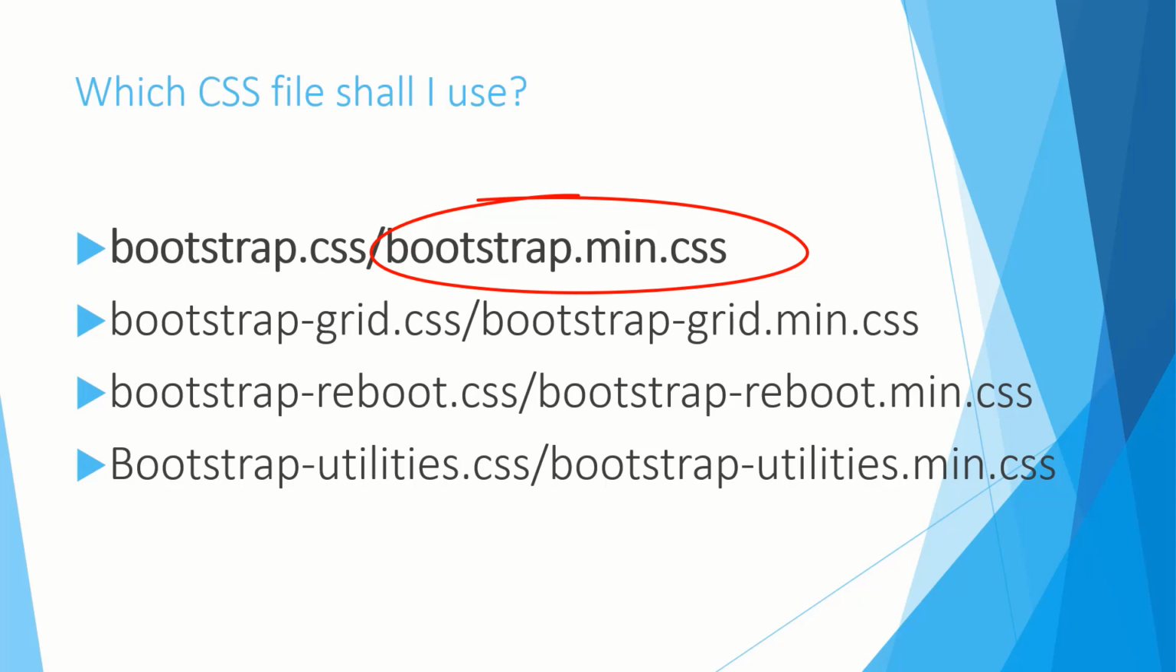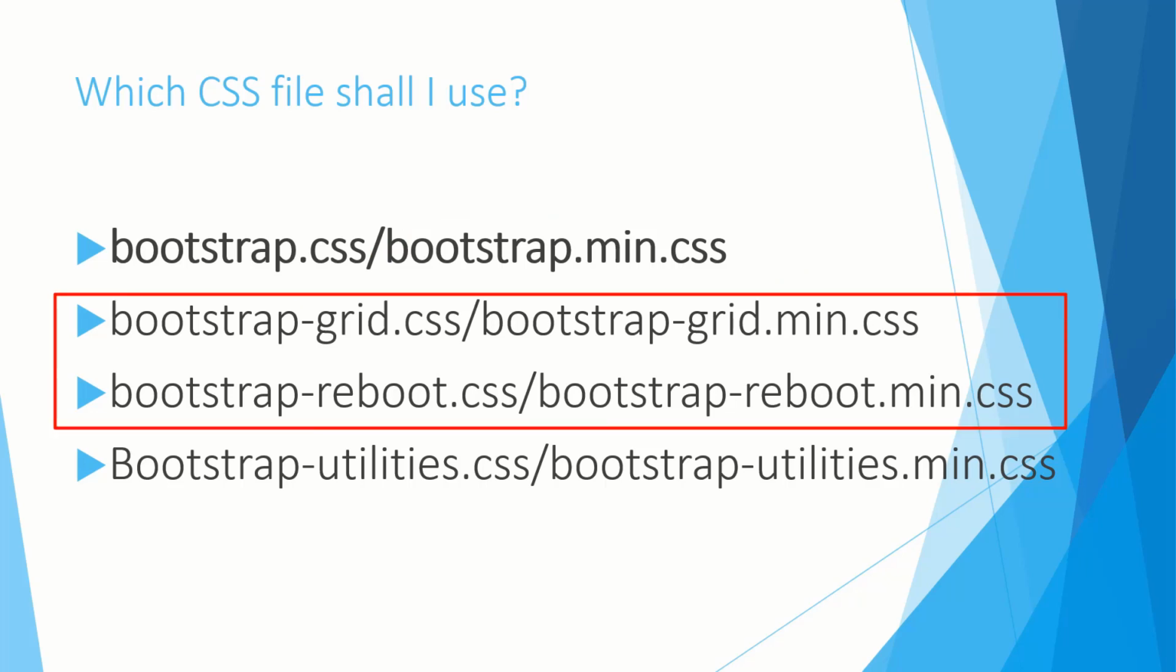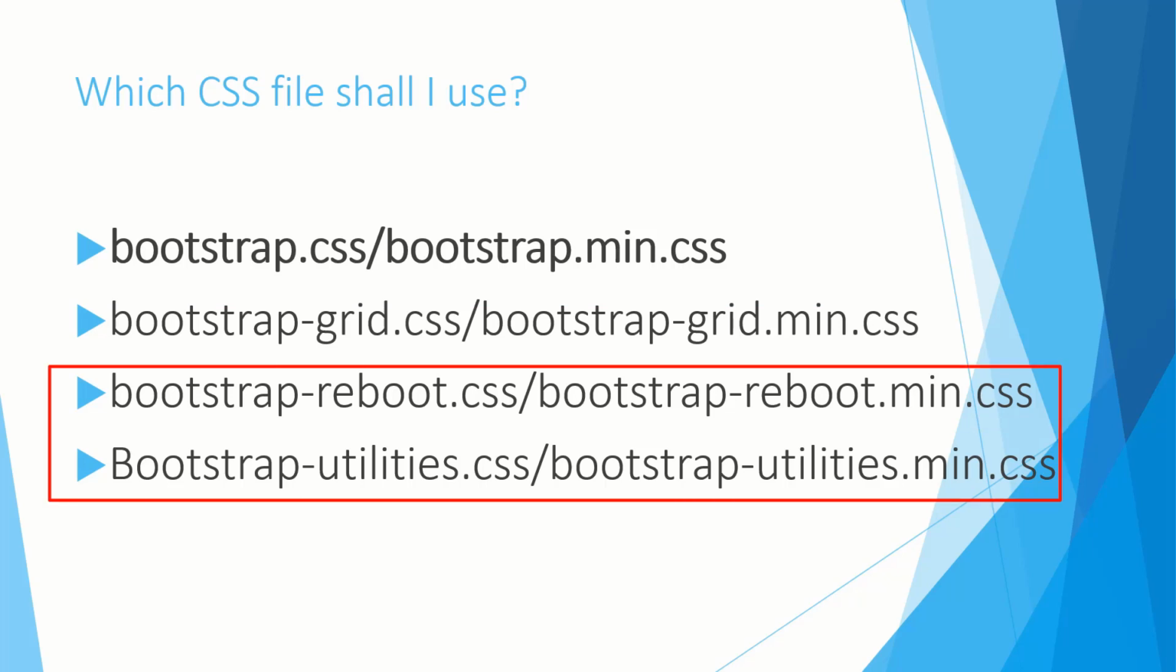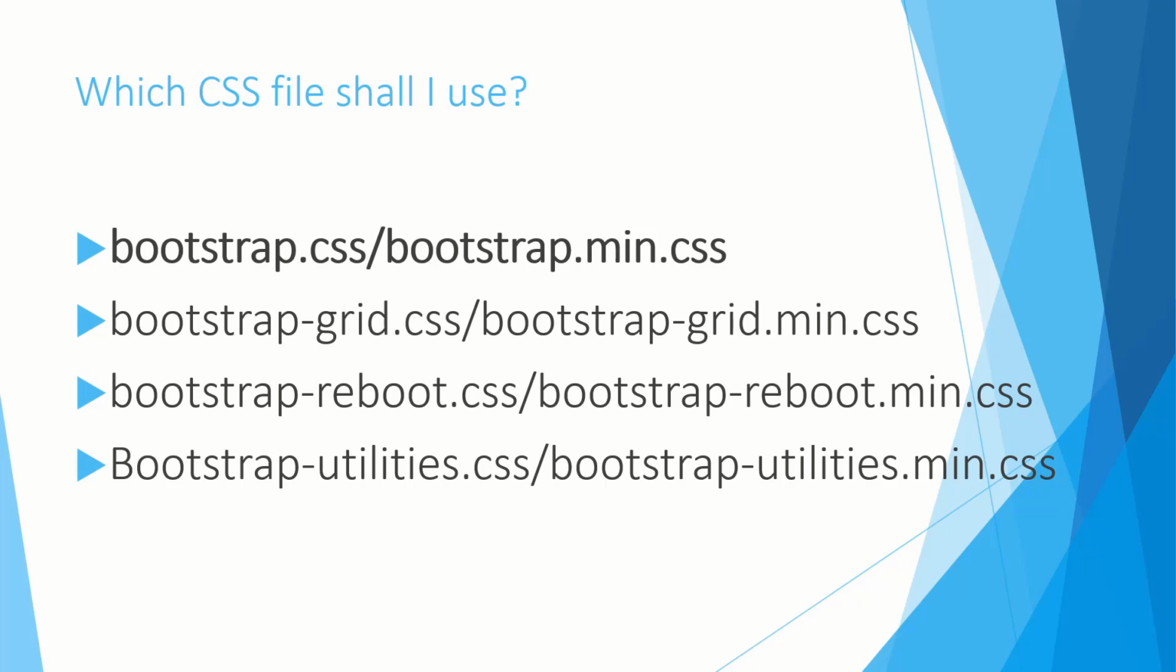What if you want only responsiveness and nothing else? In that case, you will use only the grid and reboot CSS. In case you want only utilities, then you will use utilities and reboot CSS. If you are using the first file, that is bootstrap.css or its min version, then you don't need any other Bootstrap CSS file. I think you got it now.